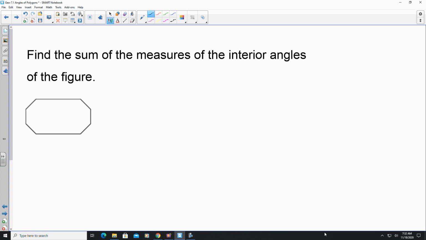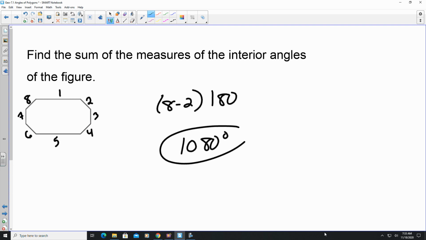Here it's asking us to find the sum of the measures of the interior angles of this figure. The first thing we have to do is figure out how many sides it has. It's got 1, 2, 3, 4, 5, 6, 7, 8. It has 8 sides. Using the formula, it's 8 minus 2 times 180, which means it's 6 times 180. 6 times 180 is 1,080 degrees. So whatever those angles are, they're all going to add up to 1,080 degrees, and that works for every 8-sided convex polygon.